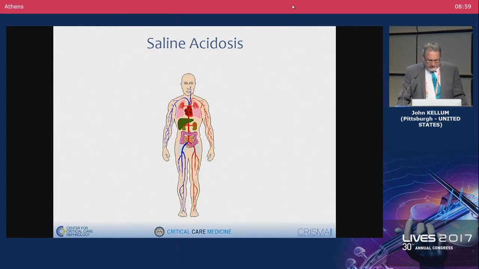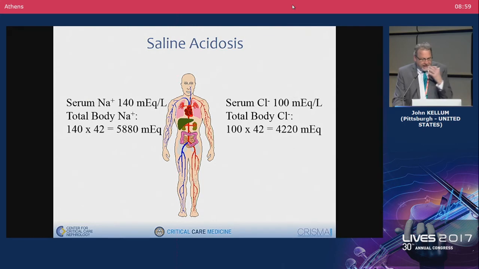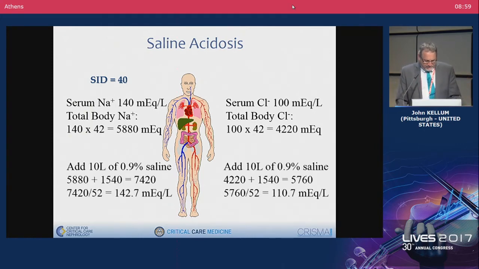Well, here's a mythical 70-kilogram man. Sodium concentration, we'll say, is 140. Chloride concentration, we'll say, is 100 milliequivalents per liter. And to keep the math simple, because it's early in the morning and we haven't had but 1 cup of coffee, we'll just assume that the strong ion difference is the difference between sodium and chloride, and assume that all the other anions and cations just balance out, just to keep the math simple. And we now add 10 liters of 0.9% saline. We chose 10 liters because it's a large amount and because it's, again, 10, so it keeps the math simple.